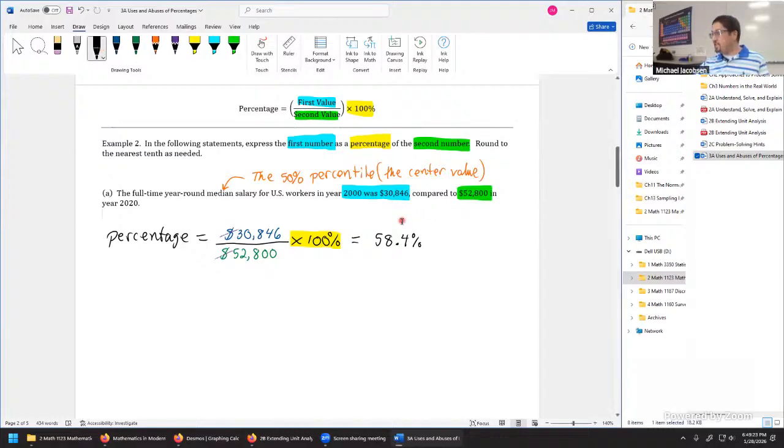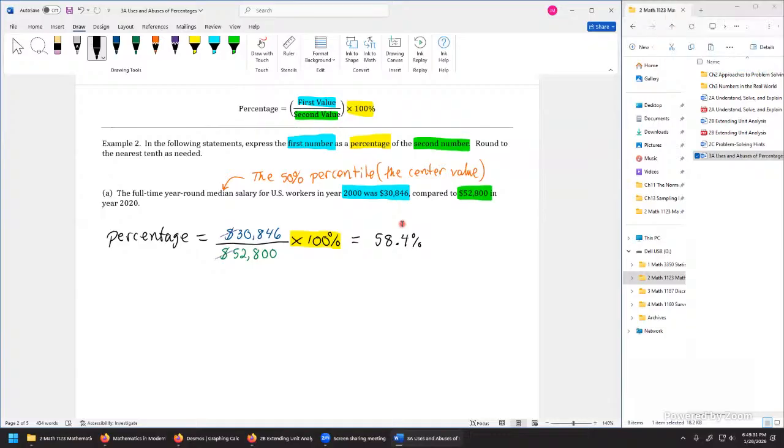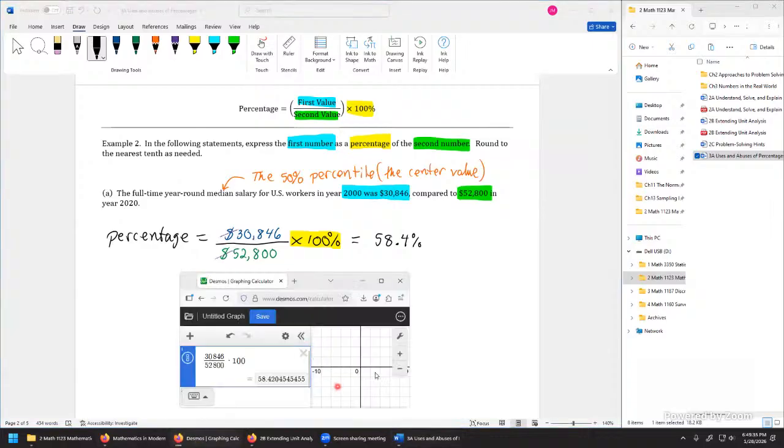Well, we're done. That's the whole answer, 58.4%. Any questions about it so far? I have a question, but it's a calculator question, really.